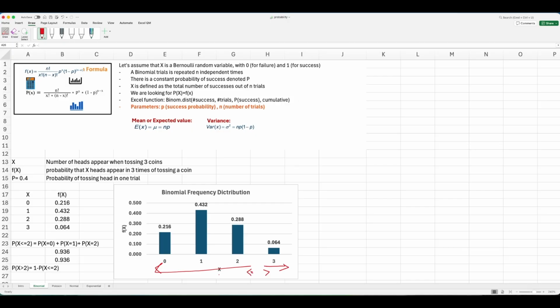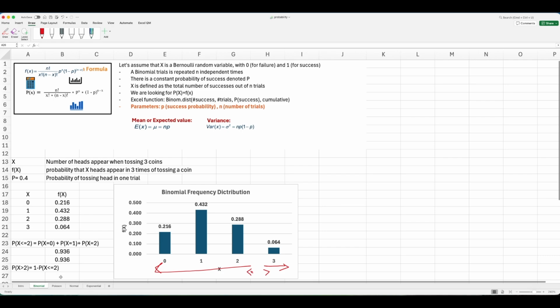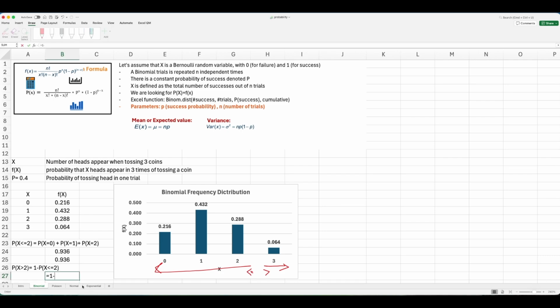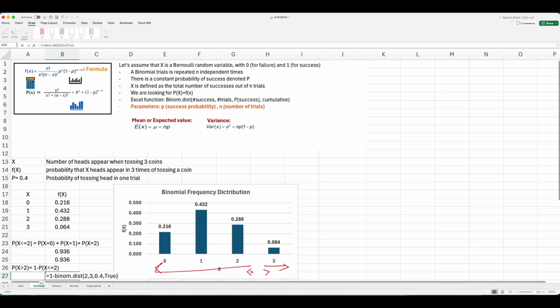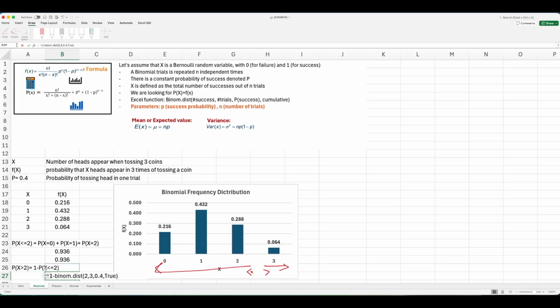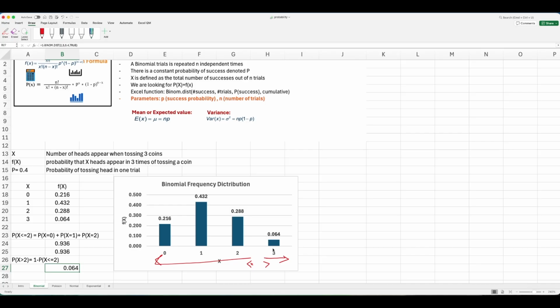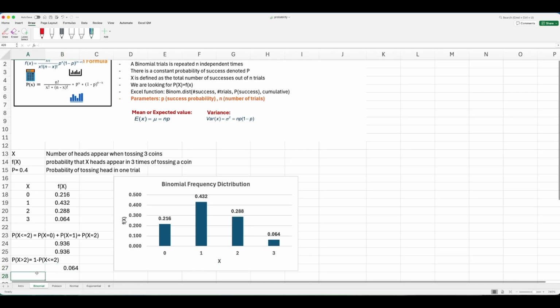One of these two happen. So these two basically are complementary events. Therefore, the probability of one happening is equal to 1 minus the probability of the other happening. So now I can calculate this probability as 1 minus binom.dist 2 out of 3 with the probability 0.4 and true, because again I'm looking at x getting a range of values less than 2. So you can see that this is exactly this probability that x is more than 2, the same as the probability of x being 3.